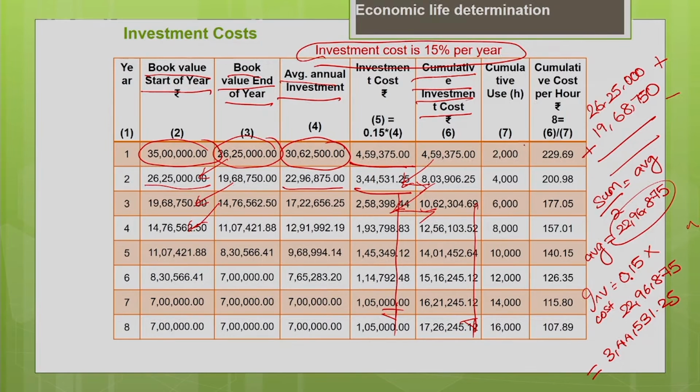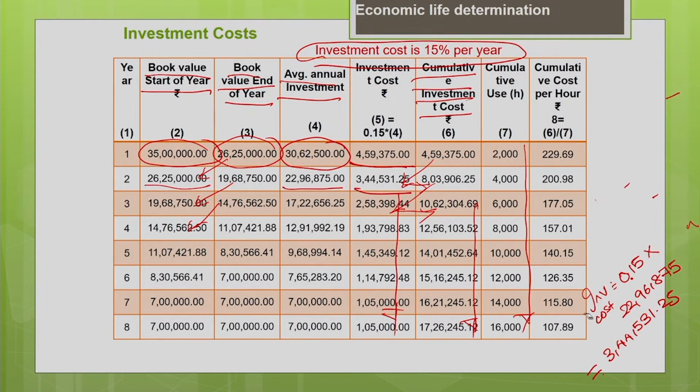Now the cumulative usage, every year the usage is 2000 hours. Add it, 2000 plus 2000, 4000, 4000 plus 2000, 6000. So keep on adding it, you will get the cumulative usage of the machine for every year. So the entire replacement analysis is on cumulative basis only. Now you can see the cumulative cost per hour. So how do you find the cumulative investment cost per hour?